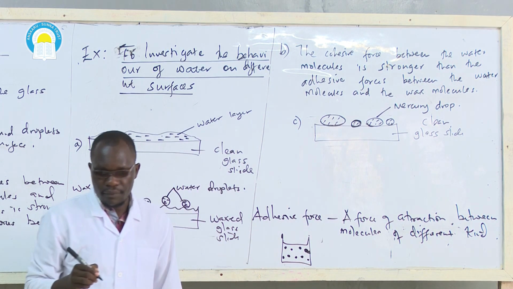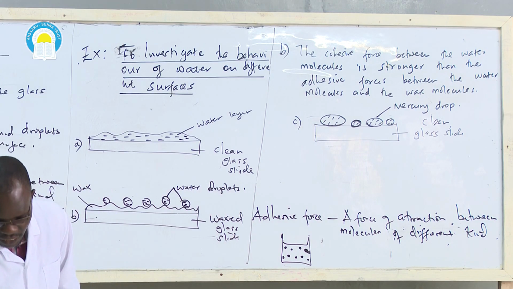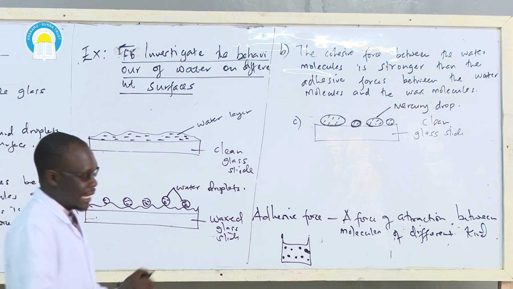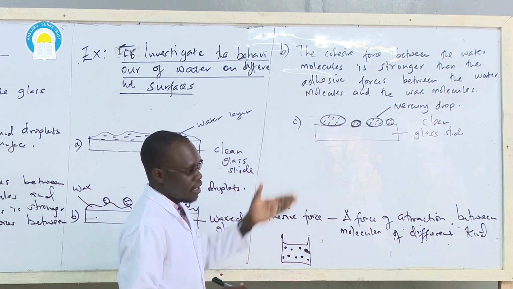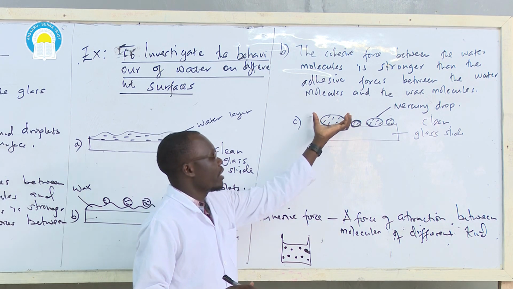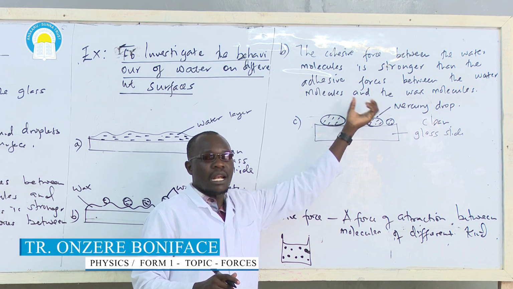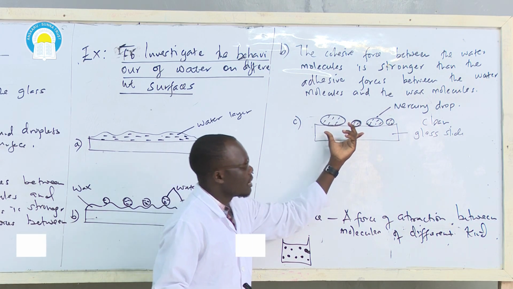So what is the difference here? We say that large mercury drops form oval balls, while small mercury drops form round balls. And the explanation is the same here. We talk of having a high cohesive force between the mercury molecules and a weak adhesive force between the mercury molecules and the glass surface.